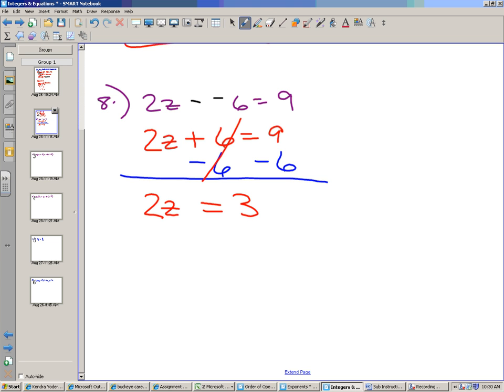Now I'm solving for 1z. Right now I have 2z. So how do I get rid of that 2? I'm going to divide both sides. Again, did you hear the both sides? By 2. The 2's cancel out. I bring down the z. And I'm left with 3 over 2.